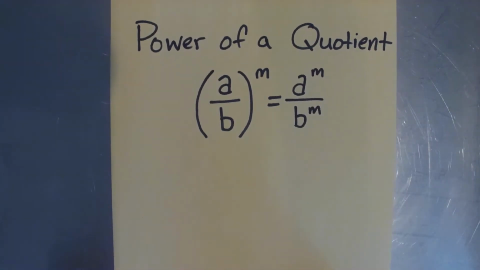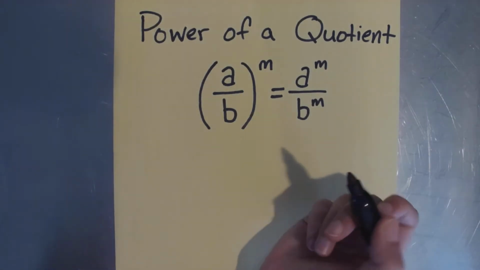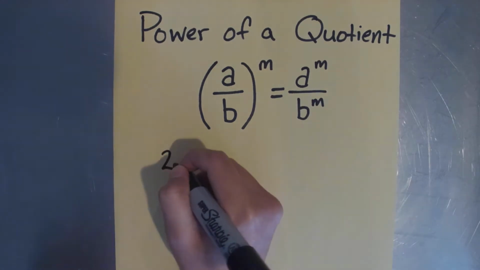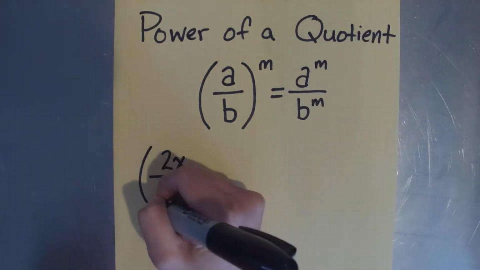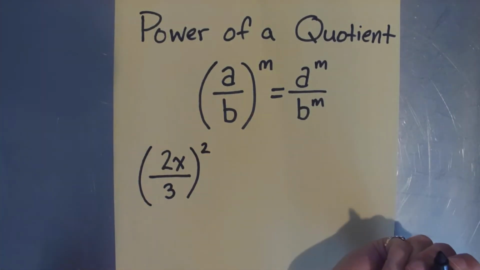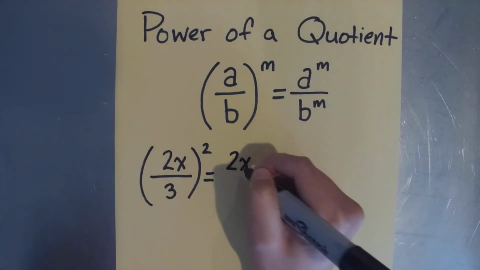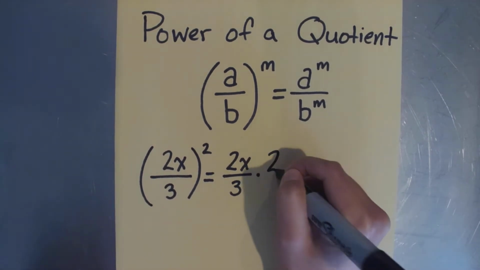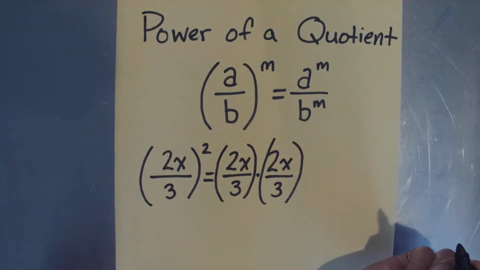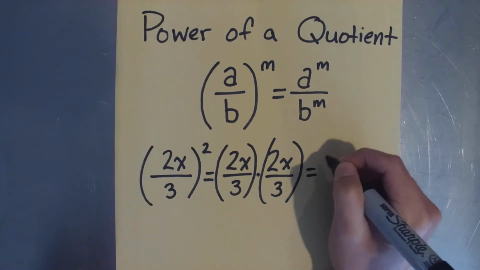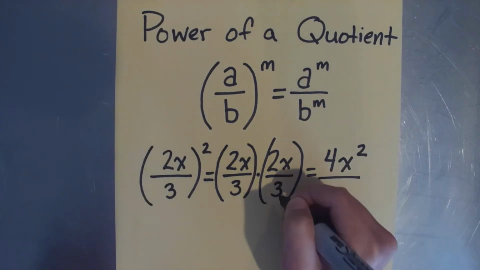So just as an example, you don't have to write this example down, but a and b are just representing two different numbers. So I could have 2x in the top over 3 in the bottom, and I'm going to set that power to 2. So that would be equal to 2x over 3 times 2x over 3. So we're just multiplying this twice. So 2 times 2, we would have 4. x times x is x squared over 3 times 3 is 9.